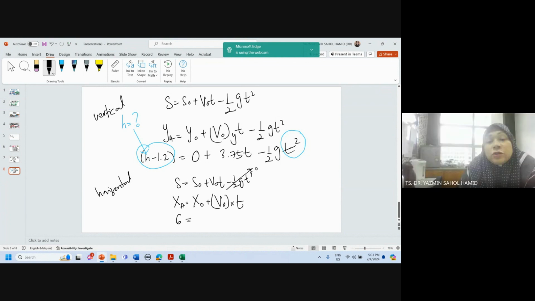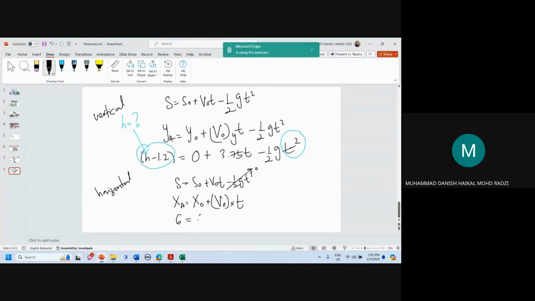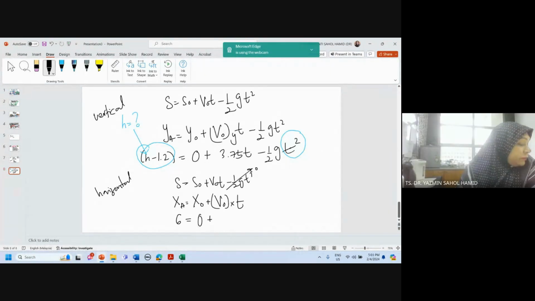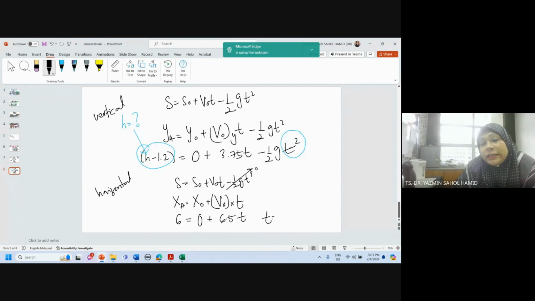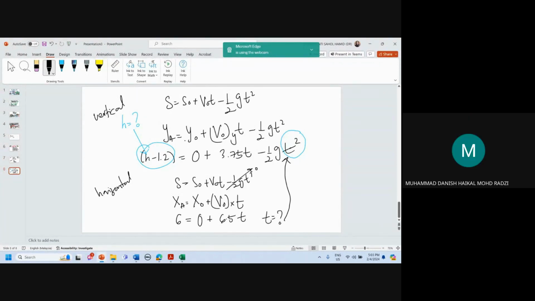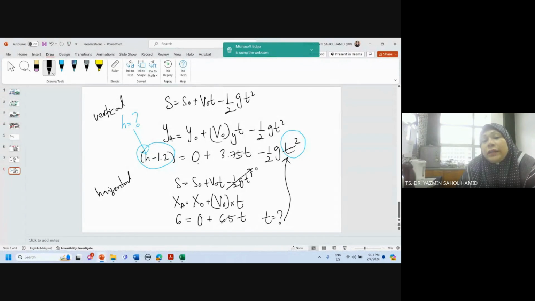So XA, what is the value of XA? 6. X naught? 0. V naught X? 6.5 T. So what do you think? Here you can find T. Once you get T, you put it in this equation, and you can find H. So can you find T?